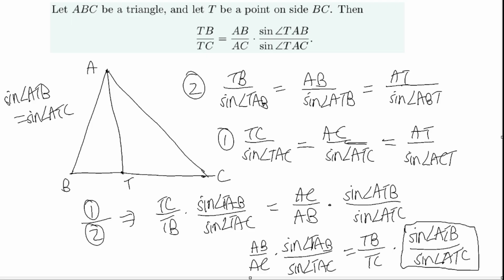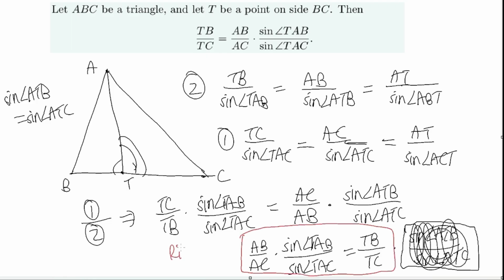Now we haven't used the fact that T lies on BC yet. Otherwise, we could have just done all of these steps on our own. But as it turns out, because T lies on BC, these two angles add to 180 degrees. And because they add to 180 degrees, the sines of the two angles are equal. So that means that this term cancels out, and what is left is this final expression here, which we call the ratio lemma.